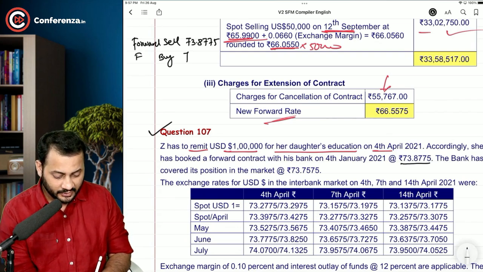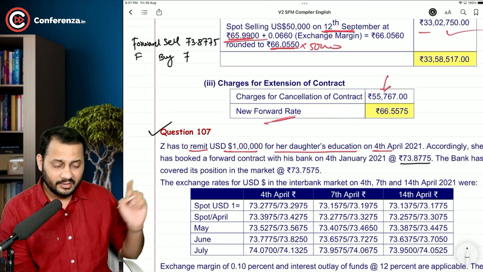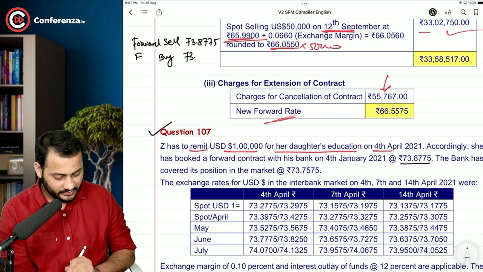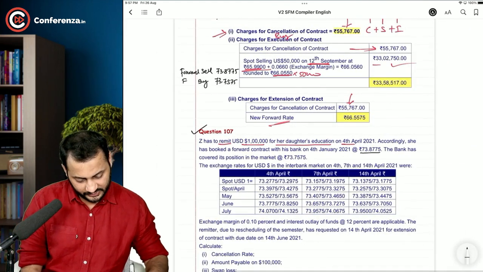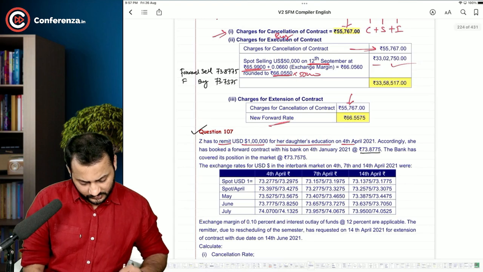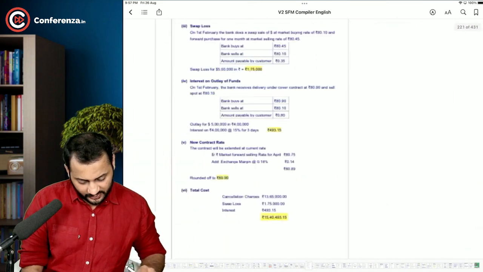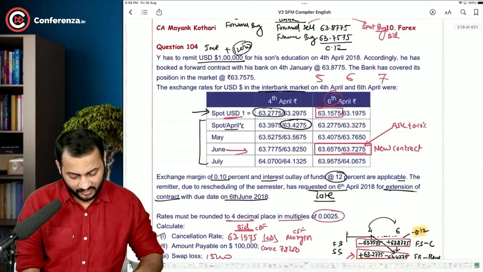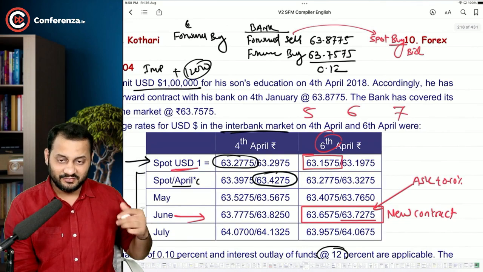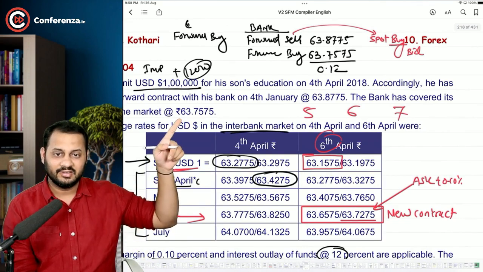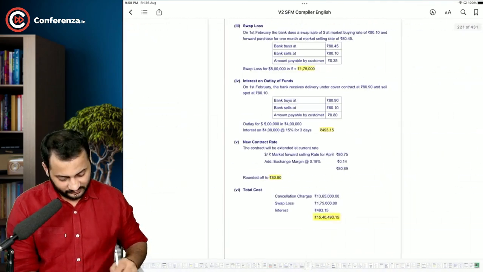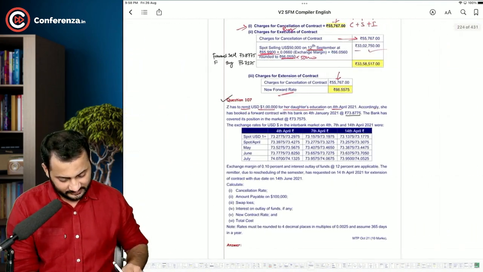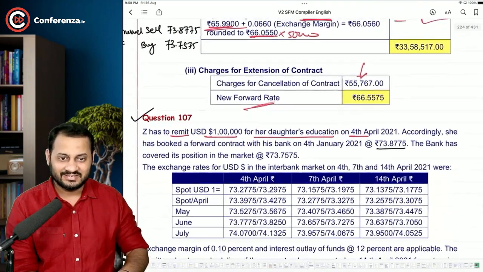This is in the interbank market. That means the bank will buy at 73.7575. I think the rates are also the same. Let me just check once again. Yeah, it's 73 now, and that was 63. 63.8775, 63.7575. Doesn't matter. Let's take it once again now. 10 rupees has been increased.